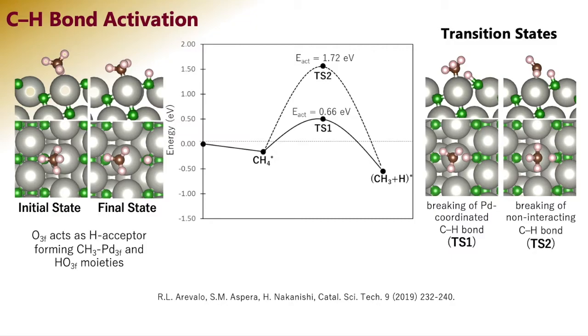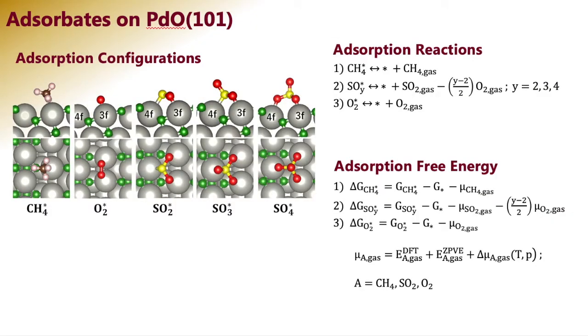carbon dioxide and water. So the results from the previous slides have shown that the 3F palladium atom and 3F oxygen atoms on the palladium oxide 101 surface play important roles in the activation of methane. It can be argued that blocking these active sites with other adsorbates can decrease the activity of the catalyst for methane activation. I show in this figure the adsorption configurations of O2, SO2, SO3, and SO4 together with CH4.